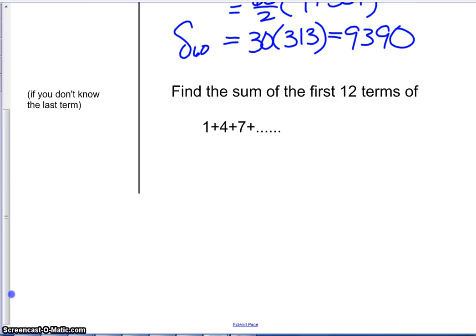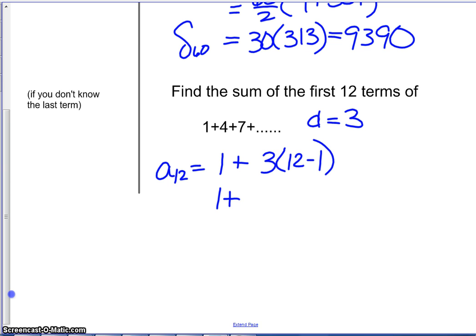Now we talked about what if I don't know that last term, 1, 4, 7. Well, the first thing I need to figure out is that d is 3, and I can do that logically by taking the second term minus the first term. Then I'd need to figure out what is my 12th term, that a sub 12. So I'm going to use my formula: the first term plus the difference times the number of terms minus 1. So 1 plus 3 times 11, or 1 plus 33.